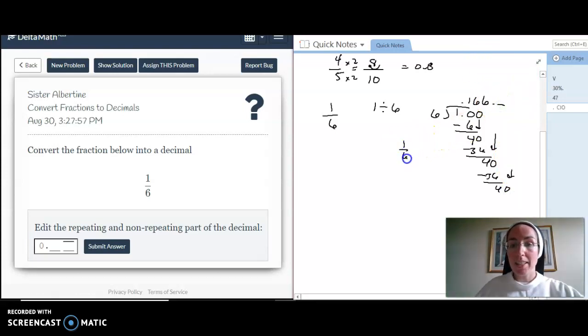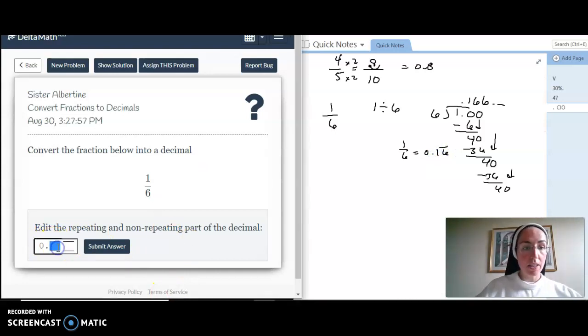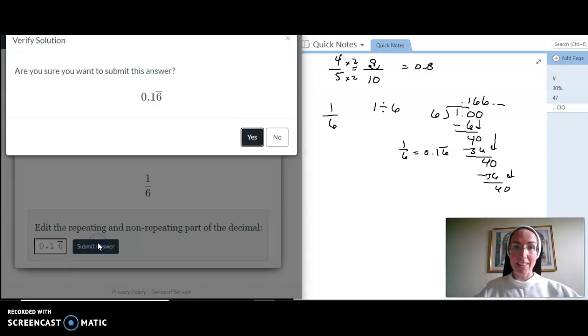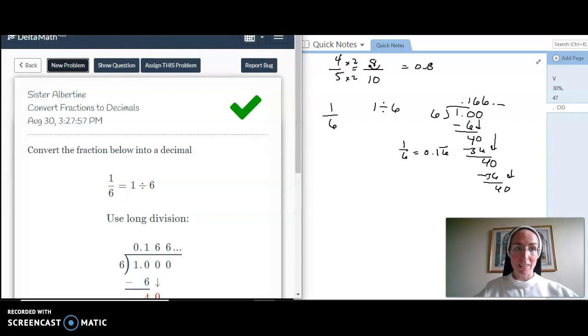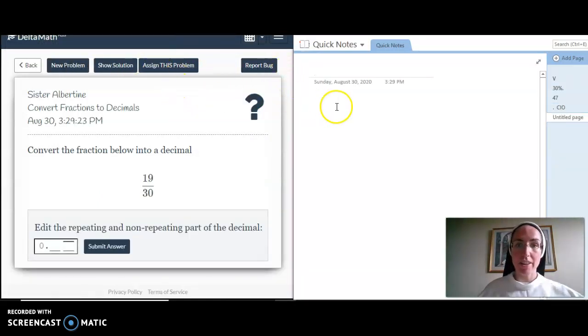So 1/6 is the same thing as 0.16, and the 6 is repeating. So in your Delta Math, you can put a 1, which is not a repeating part, and the 6 is the repeating part, and that's how you submit your answer, like so. Okay, let's try another one.